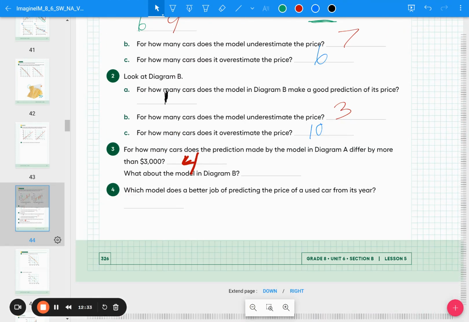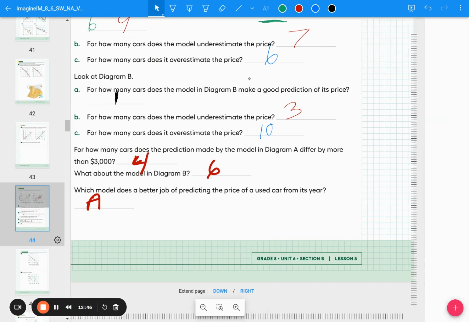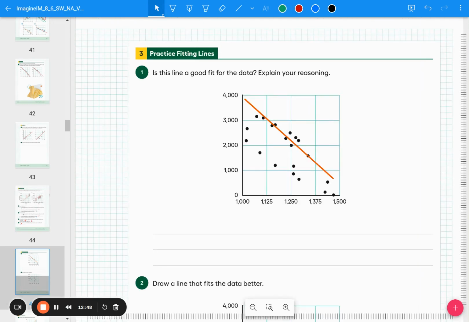Trying to draw with the arrow, sorry. So that was 6. So which model does a better job? Which one has less? They're off by that. Model A. Now let's move on. So in this line, is this a decent line of best fit? I'm going to say no. I'm going to say that's a no.